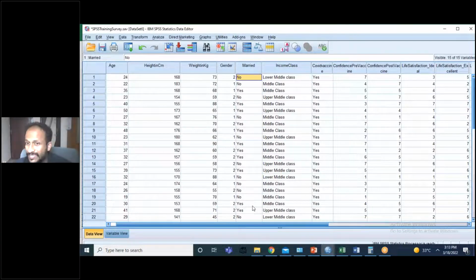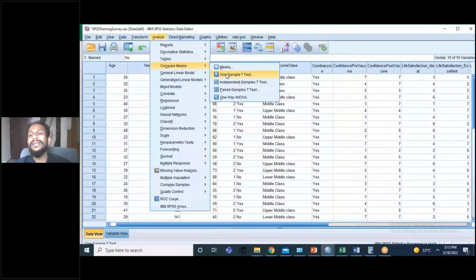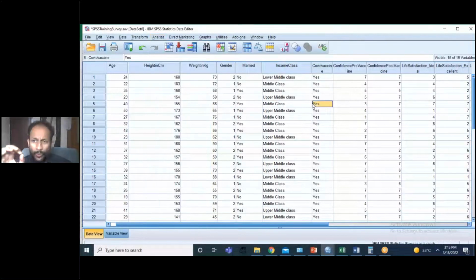Now, this can be tested using a technique called one sample t-test. How do we do that? Go for analyze, compare means. There's an option called one sample t-test. Through one sample t-test, you can compare your mean with that of some standard values.